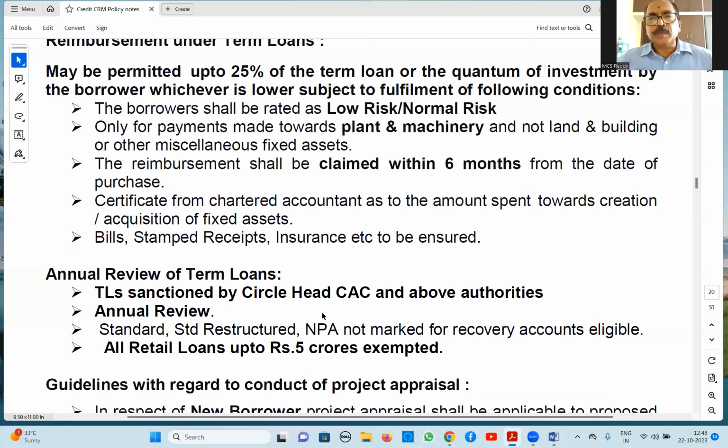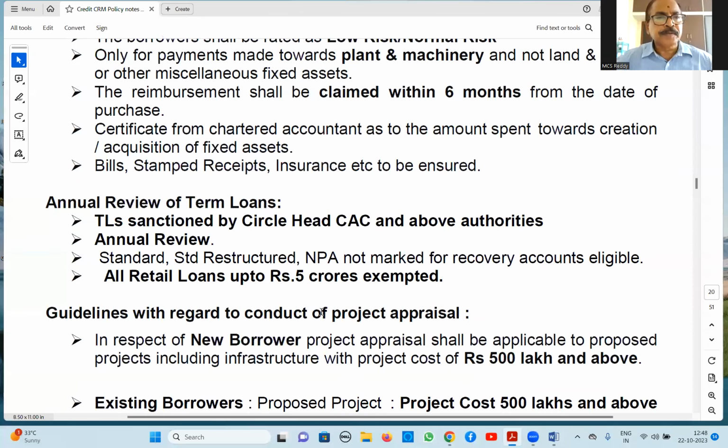Next, low risk party. Reimbursement is permitted only for plant and machinery, not for land and building. Next, reimbursement should be claimed within 6 months only from the date of incurring or from the date of purchase. Then bills, stamp, receipts, inspection, everything, normal guidelines. So here in reimbursement, we have 2 types. One is 25% of loan amount or investment made in plant and machinery.